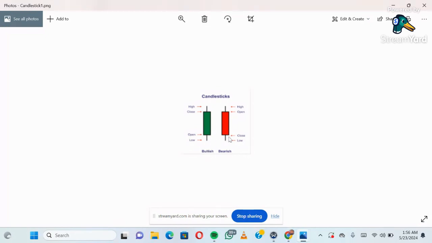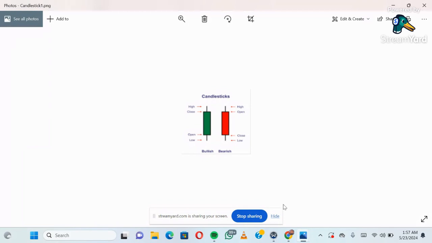You get? So we have what we call wicks. Don't forget wicks and the body of the candle. Take note, wicks and the body of the candle. And don't forget, when we're talking about bullish, it opens from the downside and closes at the upside. When we're talking about the bearish candle, it opens at the upside and closes at the downside. So that is that on candlesticks.